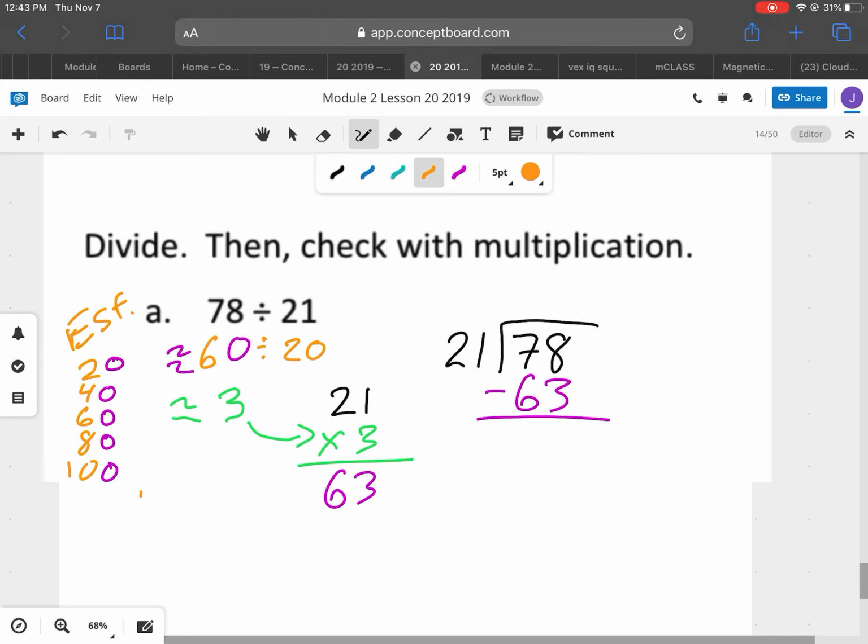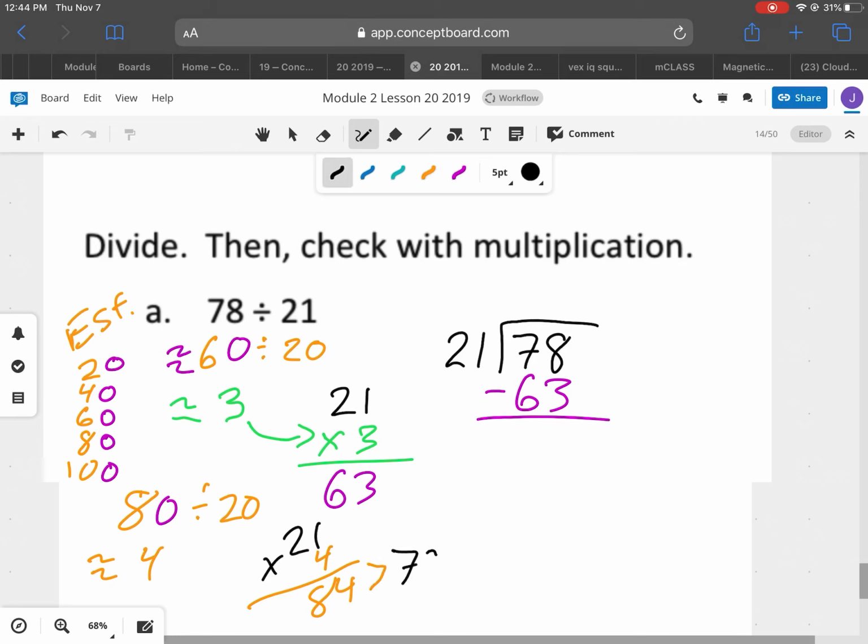Now if I would have gone for that 80 and divided that instead, the 80 divided by the 20, I would have gotten a 4. And if I did 21 times 4, that would have given me 84, which would have been too much. It's greater than 78 and would not work. It's too much. We can't subtract it from the 78.